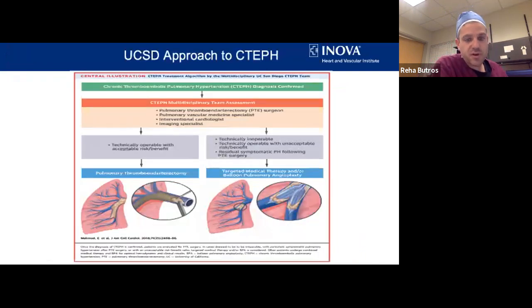UCSD is one of the highest volume centers for CTEPH treatment in the country, and they do both BPA and endarterectomy at a high volume. They follow a similar method to what we do. They gather all of the diagnostic information, it's assessed in a multidisciplinary team, and then the best treatment option is determined based on that. More central disease gets pulmonary endarterectomy if the patient is an operative candidate, and more distal disease gets BPA.